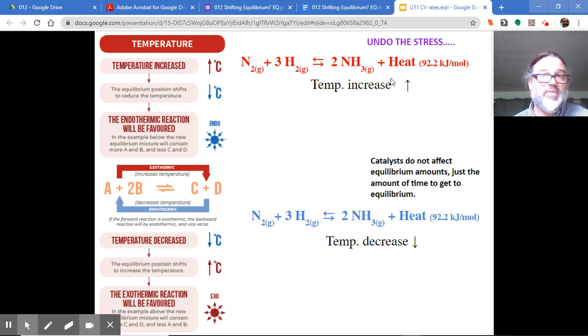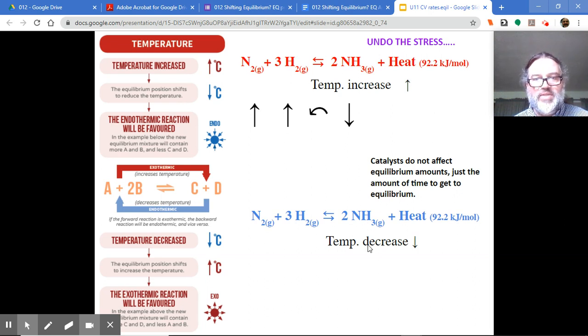Let's look at temperature. If I know that this is an exothermic reaction, right? Heat is given off, exothermic, it's a product. If I increase the heat, to undo that stress I want to reduce the temperature, right? And to reduce the temperature, I want to use some of that heat that's added plus this and shift it this way, make more hydrogen and nitrogen. And so if I increase the heat, what we're going to do is move away from the heat. It's going to undo that stress.